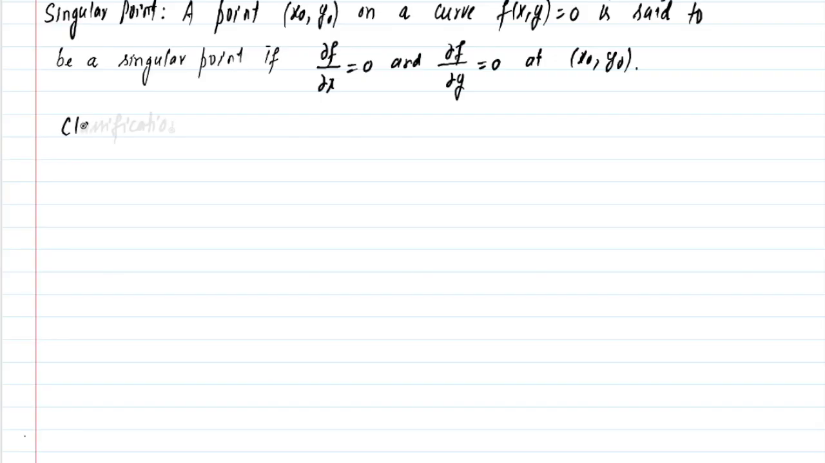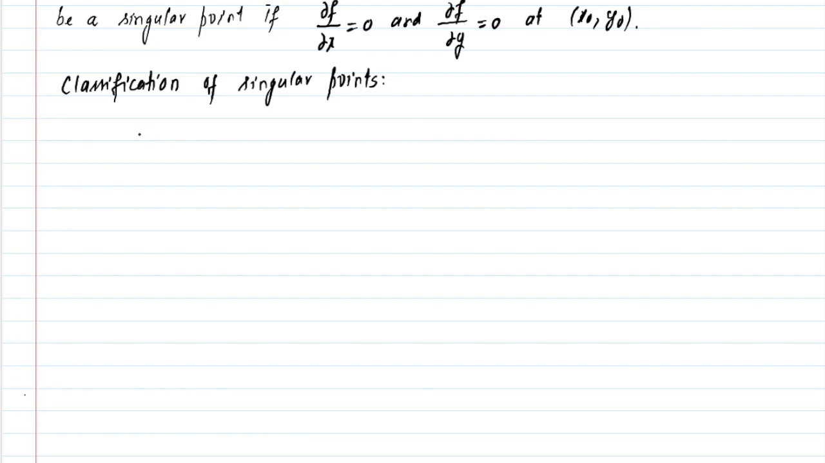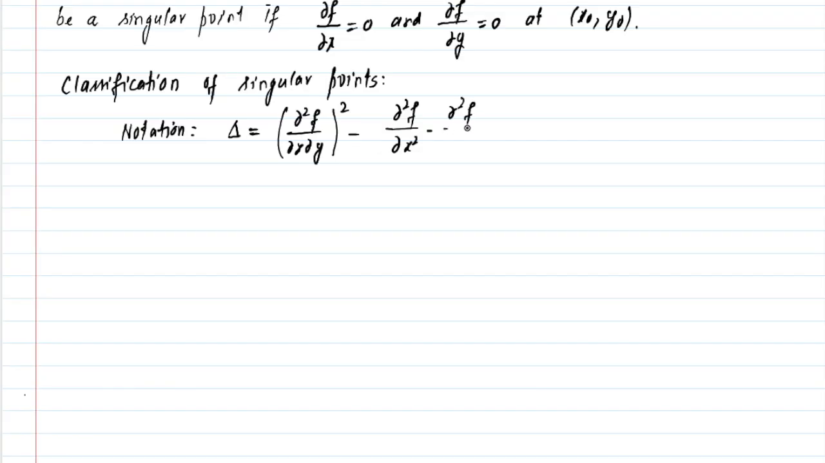So this is the classification of singular points. First we define one notation here. So let's take up this notation. This notation is denoted by delta, and this is defined as the quantity del square f by del x del y whole square minus del square f by del x square into del square f by del y square. So if we are given a curve f of x y equal to 0, then we evaluate the second order partial derivatives and define this delta as this quantity.